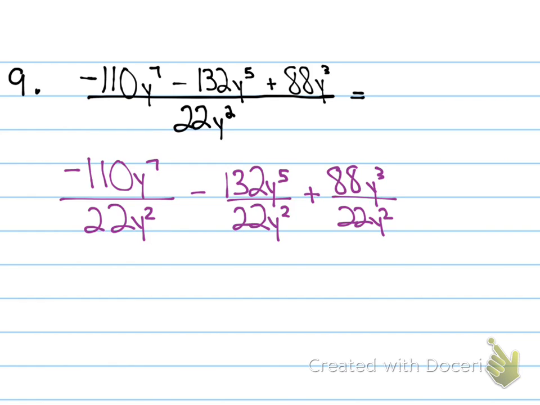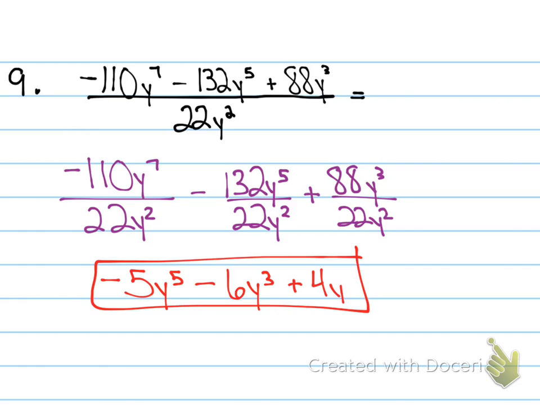All right, and now we're going to simplify each fraction. What are we doing with the exponents of the variables? Subtracting them. So when we do that, we get negative 5y to the 5th minus 6y to the 3rd plus 4y. Who got it right?